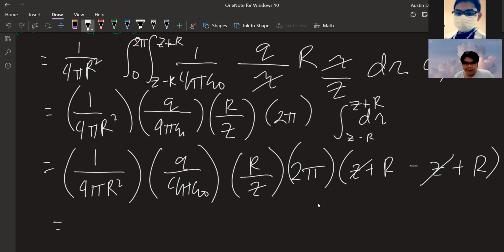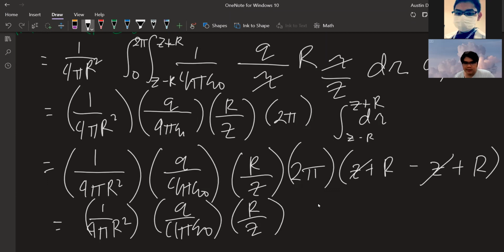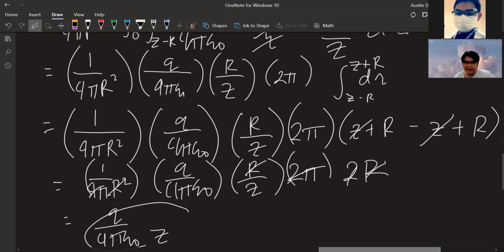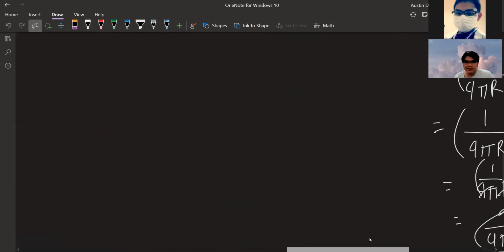Which gives me 1 over 4 pi capital R squared, q over 4 pi epsilon naught, r z 2 pi times 2r. Okay? 2 times 2, 4 pi. Kakancel siya dito sa 4 pi na to. Okay? R times r squared, cancel na rin. Ang matitira is q over 4 pi epsilon naught z, which is exactly kung ano yung nakuha nyo sa mga previous thing na ginawa nyo. Okay?